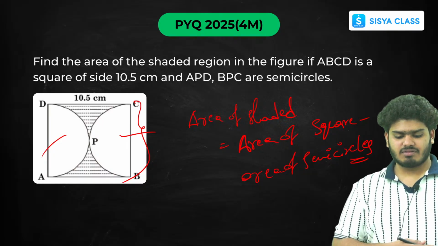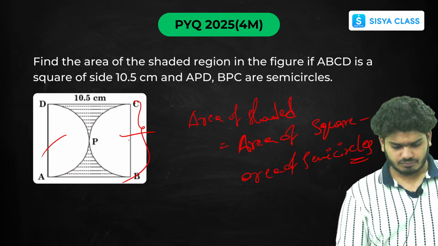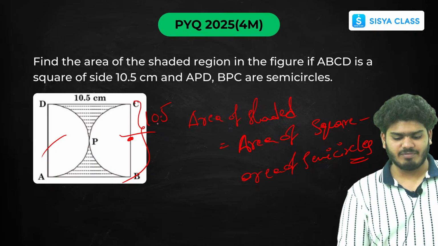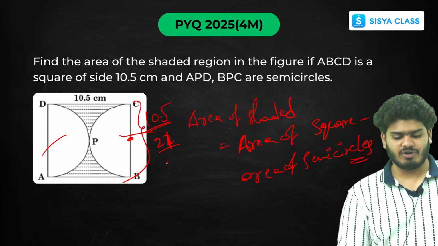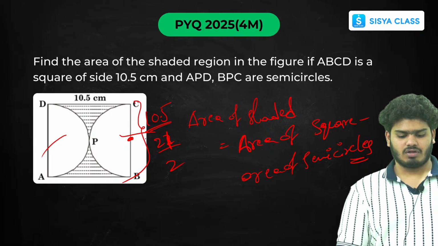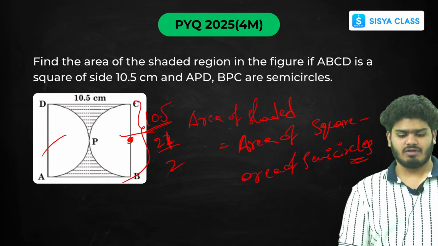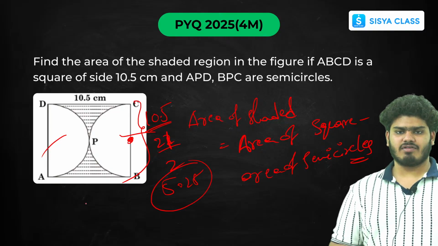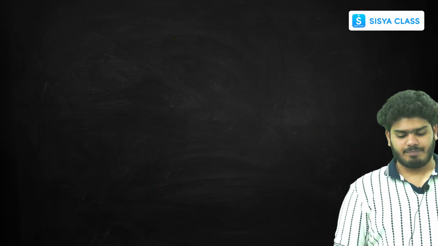So we can easily find out. So yeah, do that. So what's the diameter? Diameter will be 10.5 centimeter here, right? Which is 21 by 2. So 21 by 2 is the diameter. So half of that one will be 5.25, right? So 5.25 is the radius. Now we can find out the area.